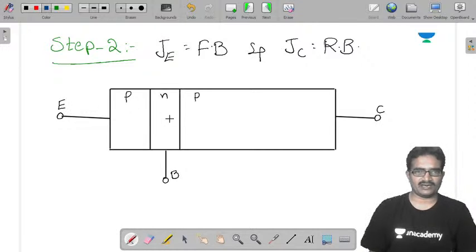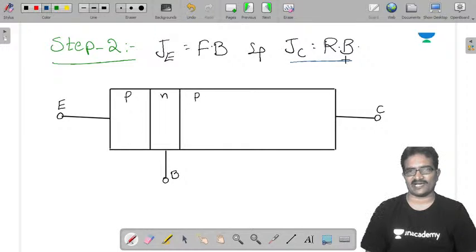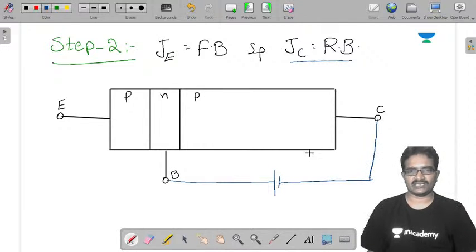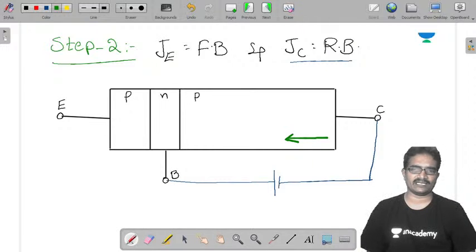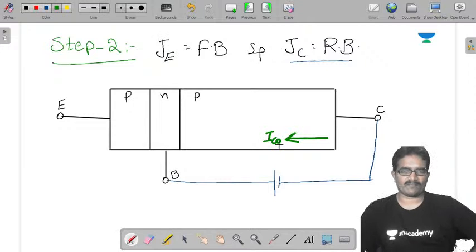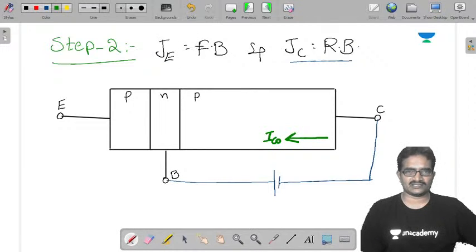Here you need the collector junction to be in reverse bias. So if the collector junction is under reverse bias, we know what happens. Here IC naught current is flowing this side. This is the result of connecting the collector junction in reverse bias. So this is the IC naught. Now leave it. Now your emitter junction is also to be in forward bias.